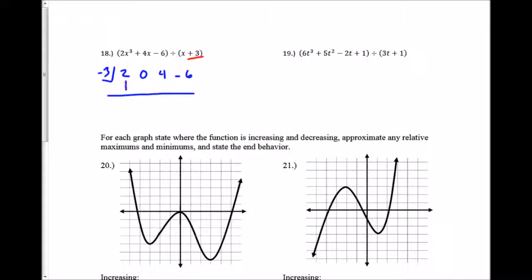So now I bring down the 2. I multiply what's in the box times what's underneath, which is a -6. I add straight down. I multiply. That's an 18. I add straight down. I multiply, and I add straight down.